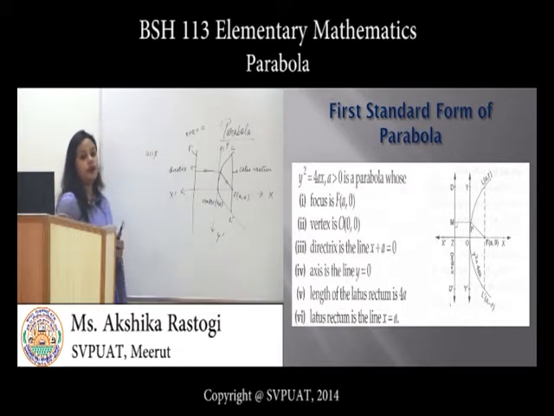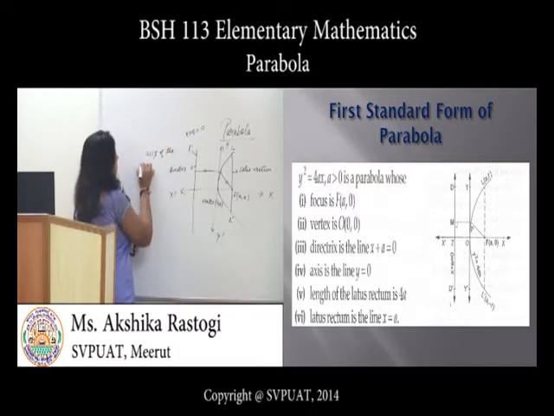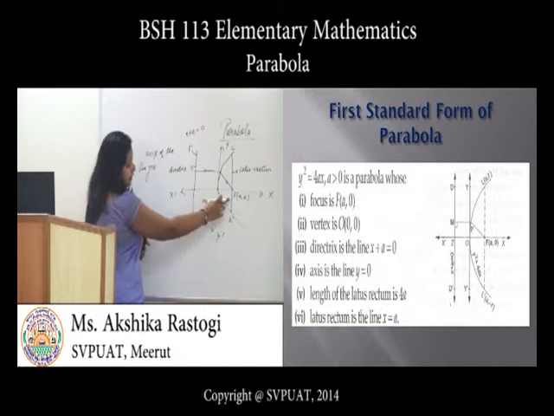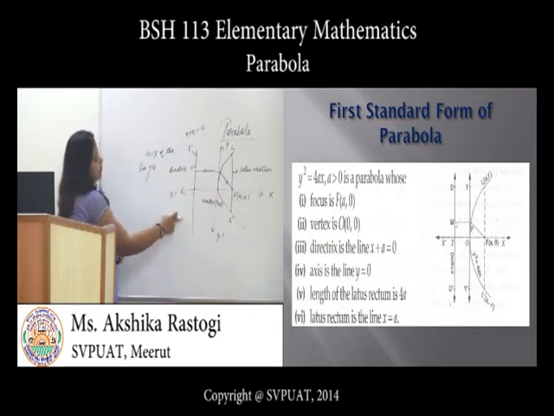Now there is one more thing that is called the axis of the parabola. This is very important that you have to learn. This is the axis. The axis of this parabola is y equals to 0 because it is along the x-axis, where the point will be (x, 0), y will be 0. So the axis for this parabola is y equals to 0.